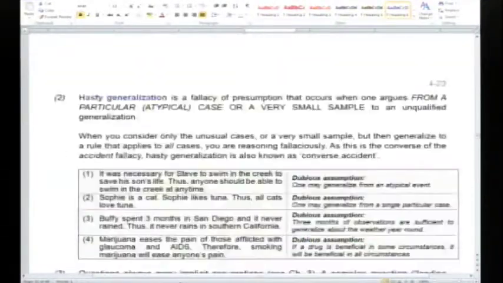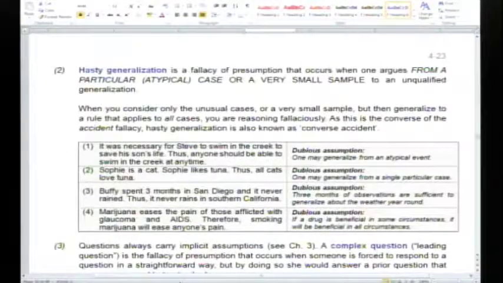Take a look at this one. This is another thing that happens in science fairly often, not as often as false cause, so we're going to get to that in a second. Hasty generalization is a fallacy of presumption that occurs when you argue from a particular or atypical case or a small sample and form an unqualified generalization that applies in all cases.